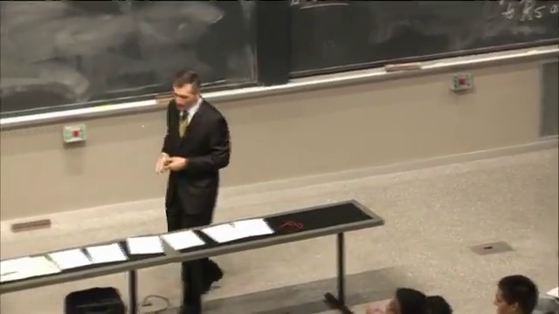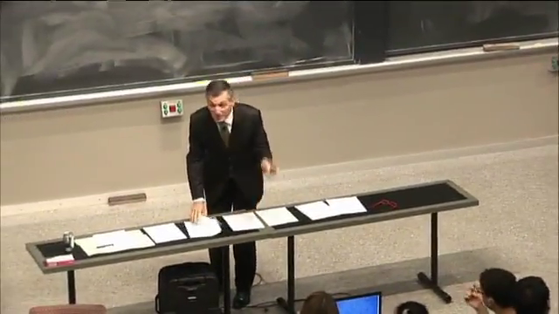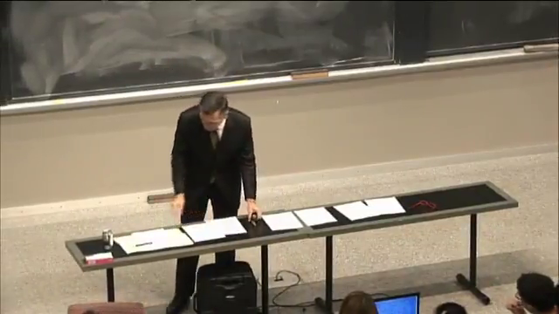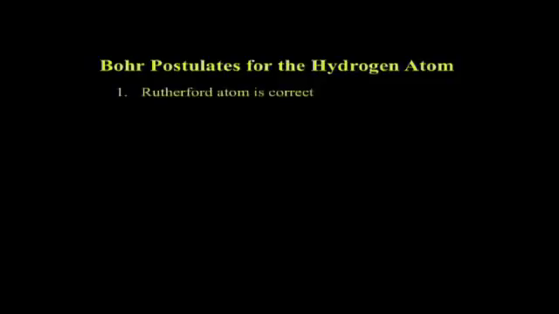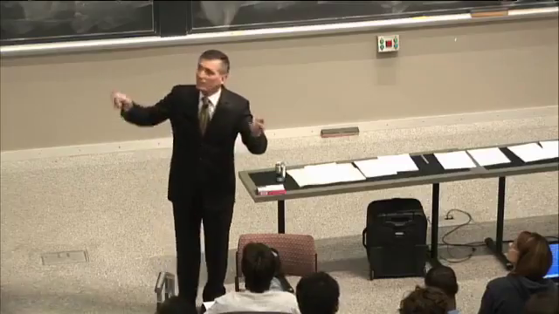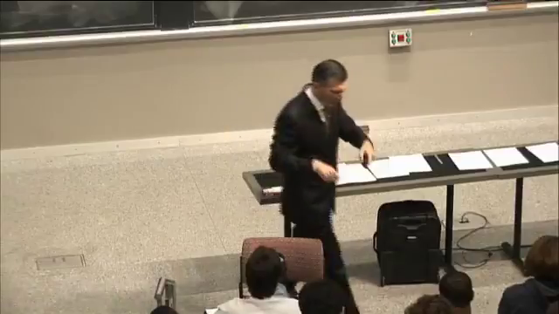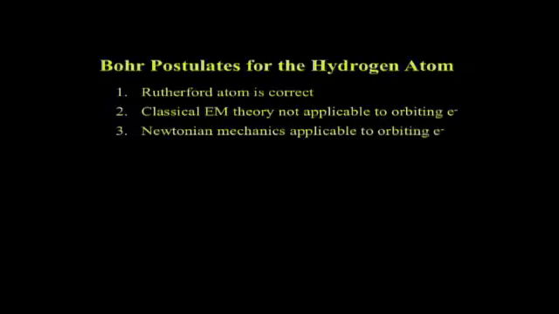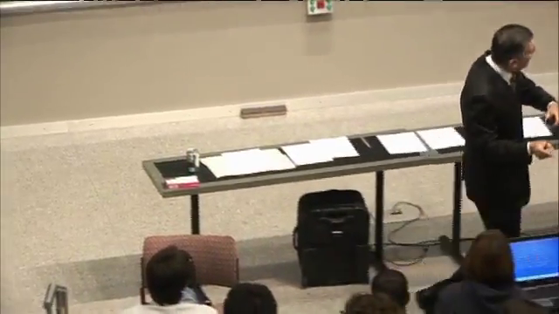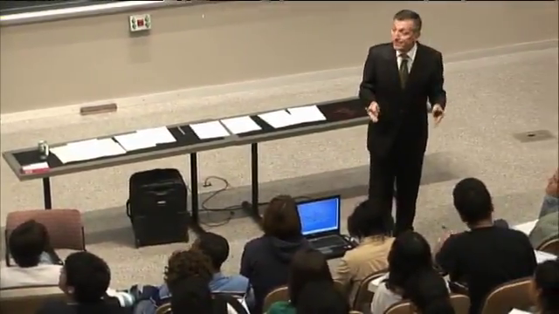Very important stuff. Anyway, what I did is I went through the paper and reduced the content of the paper. There's this thing called postulates. So Rutherford atom is correct. That's the first thing. Classical electromagnetic theory is not applicable to the orbiting electron. And you're going to get the PDF and all of this is going to be posted, so don't feel you have to be a super stenographer here. Newtonian mechanics is applicable to the orbiting electron. So you can see, well, wait a minute, it's sort of like cafeteria physics here. Electrodynamics doesn't apply, Newtonian mechanics does apply, and the answer is, yeah, that's what we're going to do here.